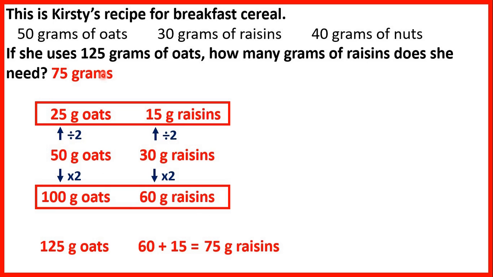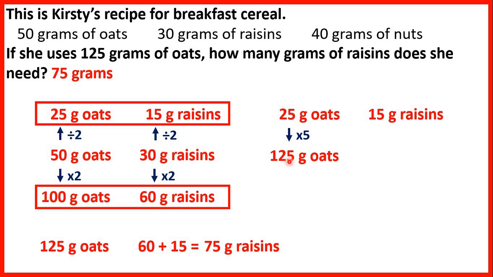The other way of working this out is to first find half of 50, so find that 25 grams of oats is 15 grams of raisins. And then, if you know 25 grams, you can multiply by 5 to get 125. And 15 times 5 is 75, so that tells us that she needs 75 grams of raisins.